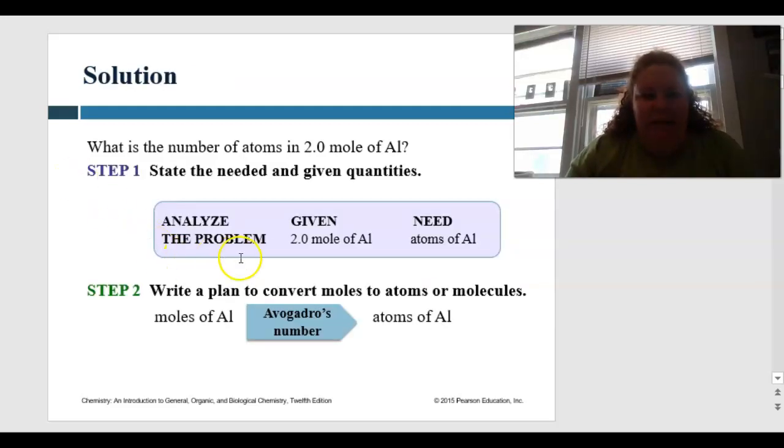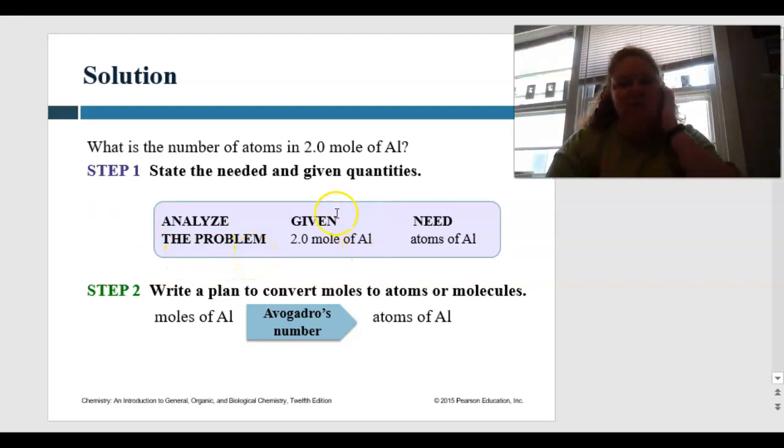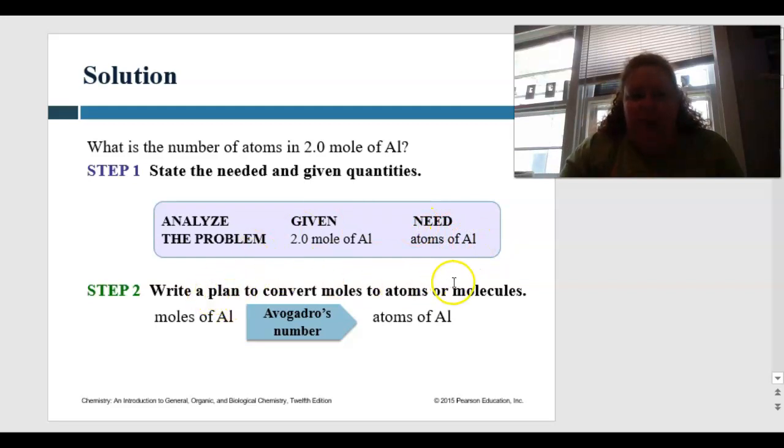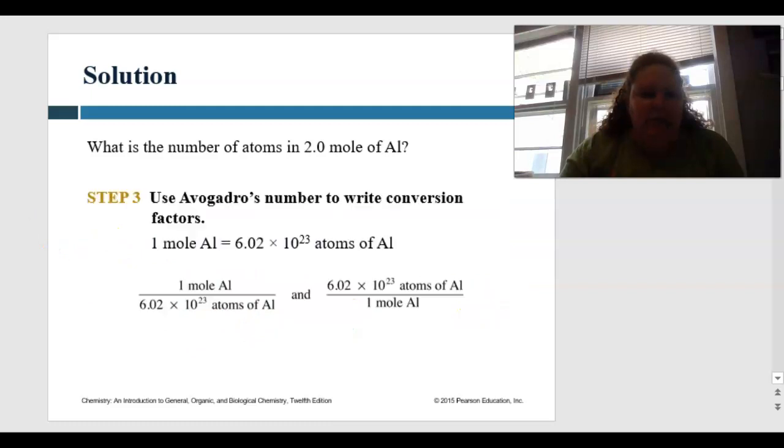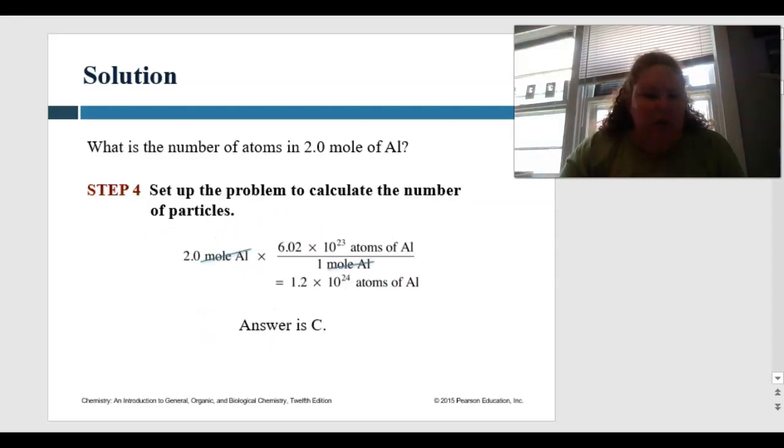So what we're going to do is analyze the problem. We were given 2 moles of aluminum and we need atoms of aluminum. So let's write out the problem to figure out the plan to convert the moles to atoms or molecules. So we have the moles and we need to convert it to atoms. Again, we know that 1 mole is 6.02 times 10 to the 23rd, and we need to pick which equation we want to use. Since we have moles on the top, we're going to want to keep the moles on the bottom on the other side so that they cancel each other out.